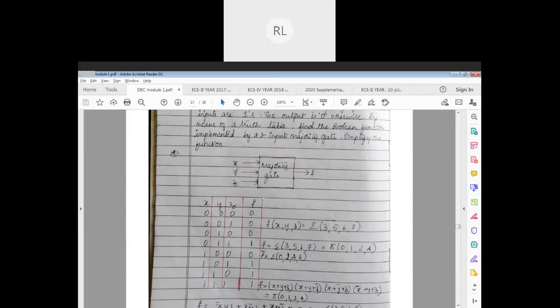There's no y here, so I take y and y bar. There's no z here, I take z and z bar. So you're understanding the process, right? If we want to increase, we take them. If we want to decrease, then we can repeat those terms, take common and get a final equation. So here I rearrange them, I put them as xy, yz and xz.